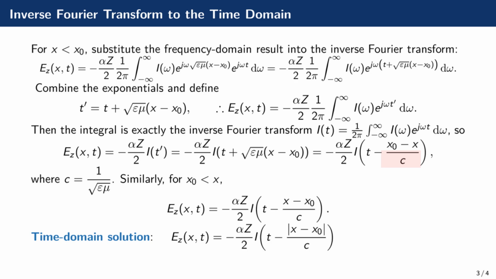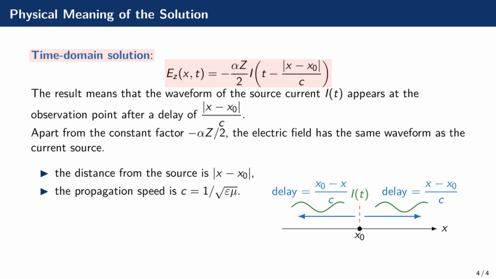Here, I rewrite the notation by using 1 over c, where c is represented by this equation, and this is the propagation speed of the electromagnetic wave in the medium. In the same way, for the region x0 less than x, we obtain the time domain electric field by inverse Fourier transform. The result is almost the same. The only difference is the sign in that term. Now we have obtained the time domain solution as given by this equation.